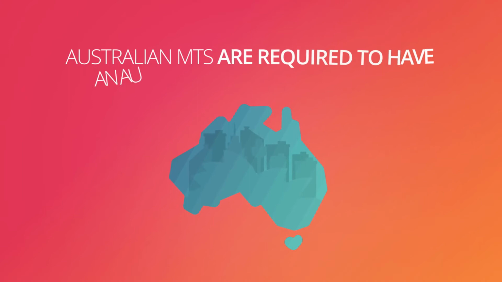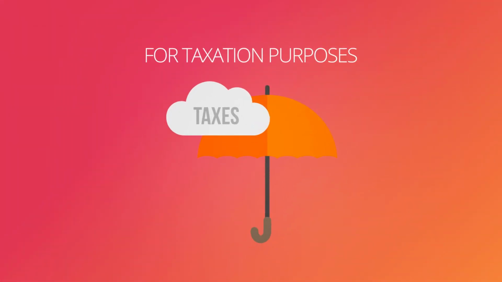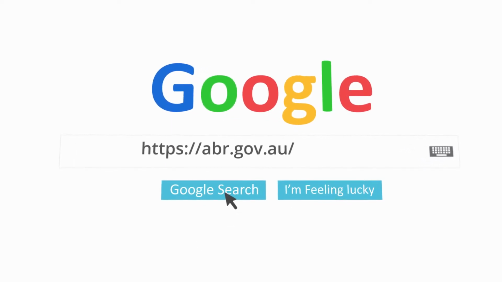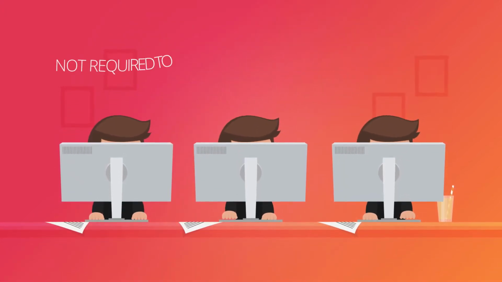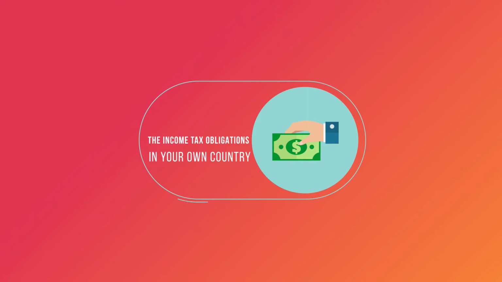Australian MTs are required to have an Australian business number, ABN, for taxation purposes. An ABN can be applied for online via the abr.gov.au website. International MTs do not need an ABN and are not required to register for GST, as you do not pay any income tax to Australia. However, you are responsible for meeting the income tax obligations in your own country.